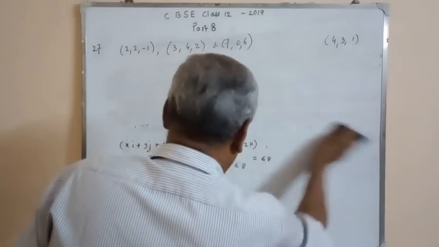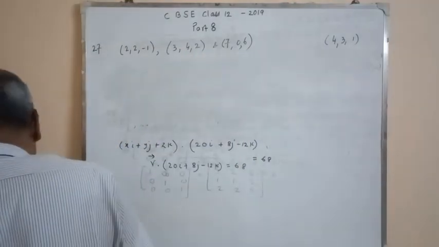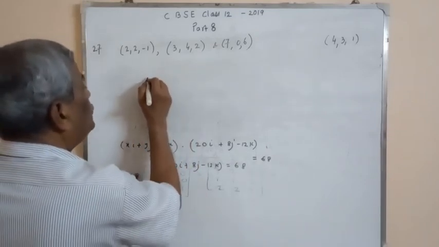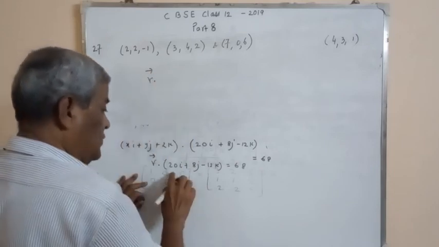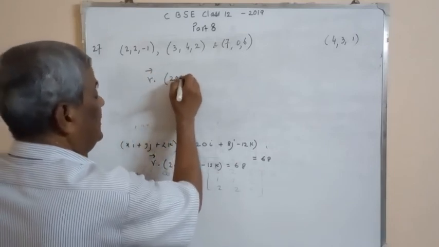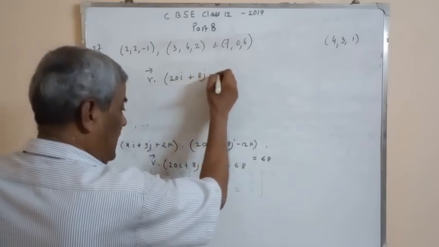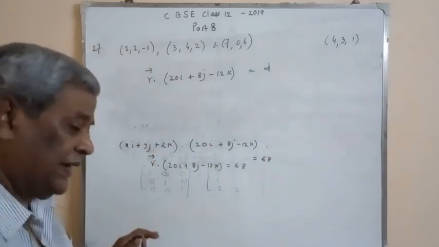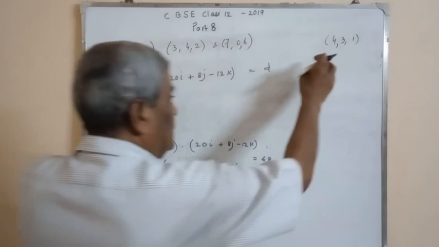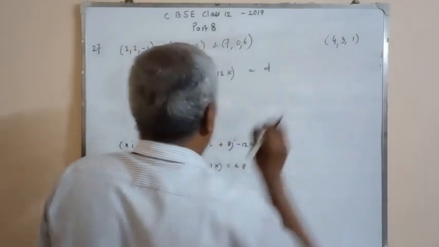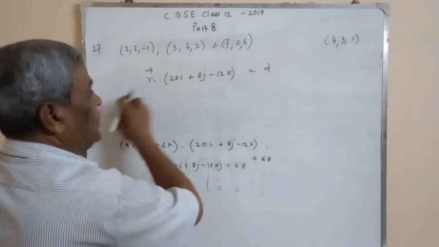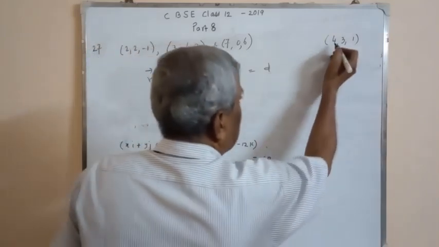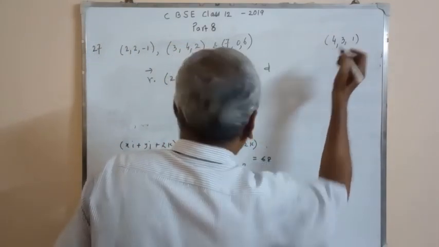For that purpose, we know that the vector equation of a plane parallel to this plane is r dot the same vector 20i plus 8j minus 12k is equal to d. d is an unknown constant. To find it, as it passes through the point 4, 3, 1, this must satisfy this equation. It is simply xi plus yj plus zk, where x is equal to 4, y is equal to 3, z is equal to 1.